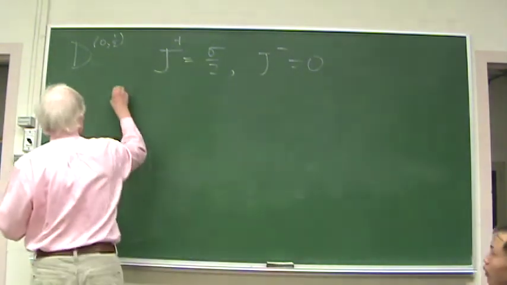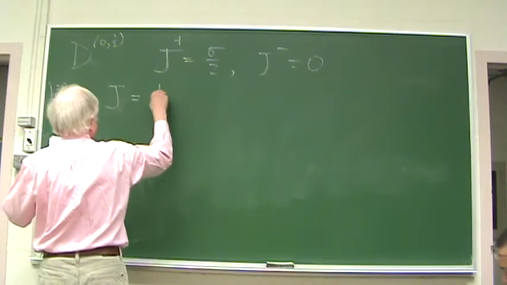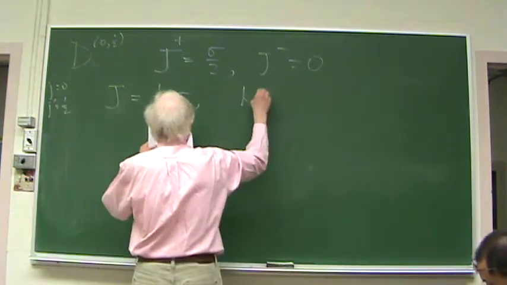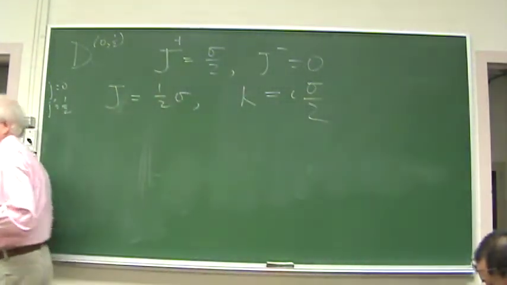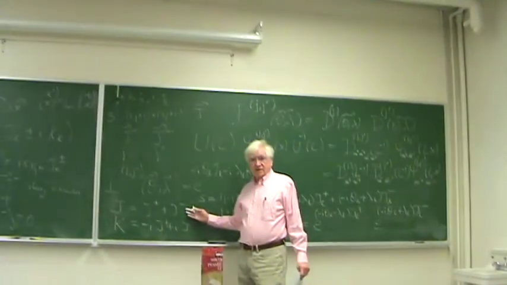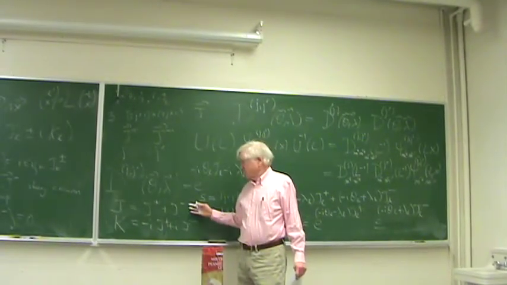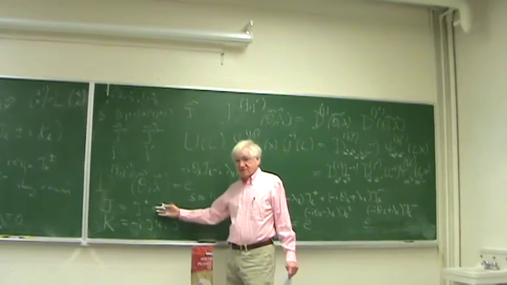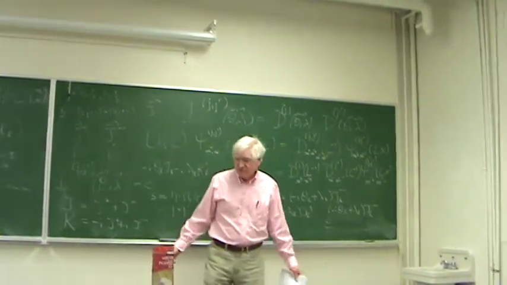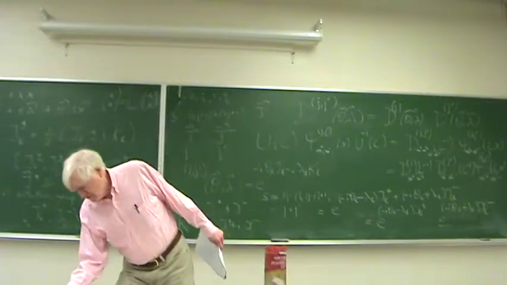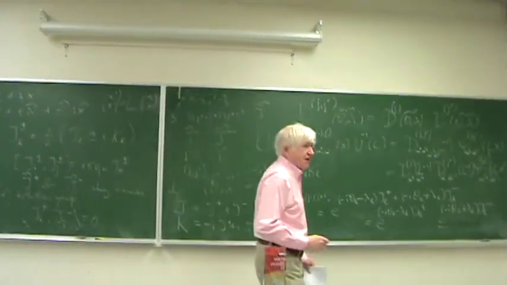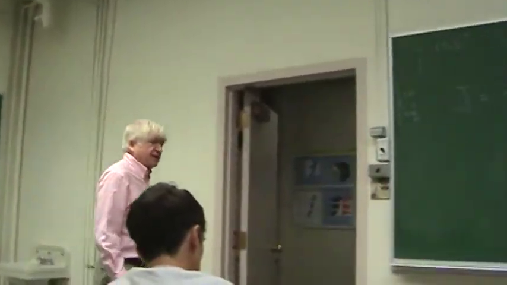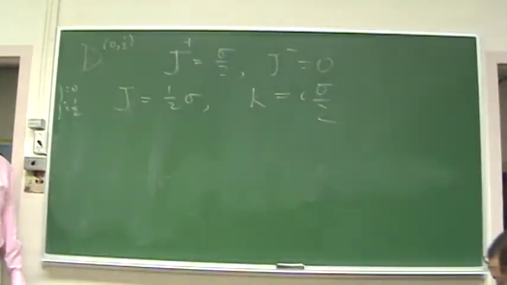And so what is J? J is 1/2 sigma, and K is i sigma over 2. That's from these relations here. Okay, these two relations. You just set J minus equal to 0 and J plus equal to sigma over 2. Sigma over 2 is the first of the Pauli matrices. Does anybody want me to write down what the Pauli matrices are, the 2x2 matrices?